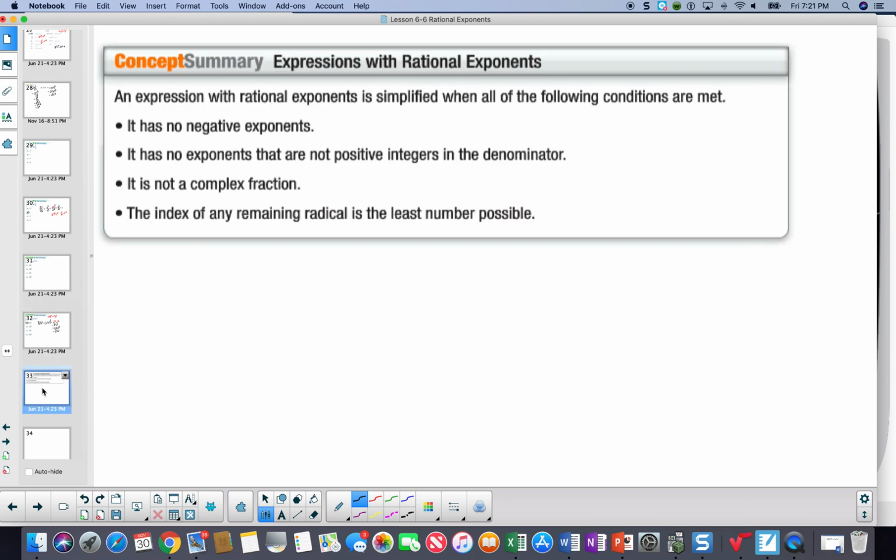Okay, and at the end, this is a summary. We don't want to leave any negative exponents in the expression. We don't want to leave a complex fraction. In other words, we don't want a fraction over a fraction, and we don't want to have any kind of radical. We want the radical in the least number expression, and no exponents that are not positive integers in the denominator. So no fractional powers in there.